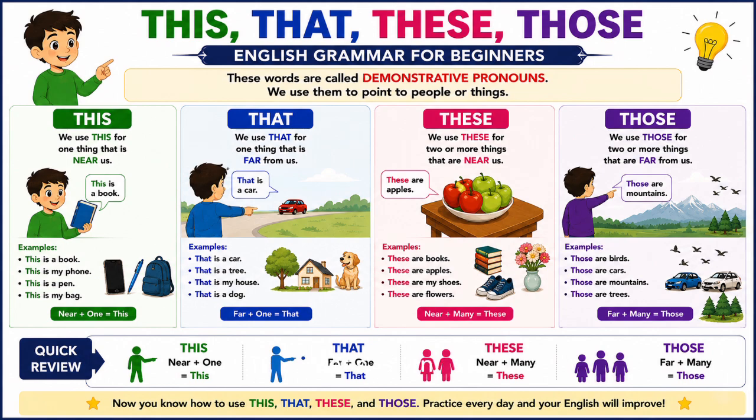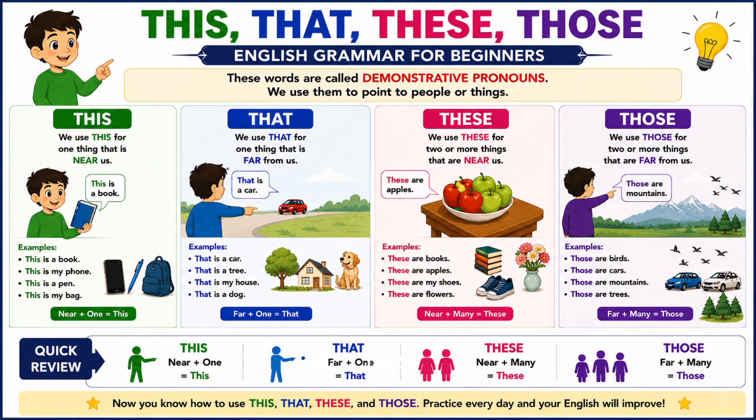Let's begin. 1. This. We use this for one thing that is near us. Look at this book. This is a book. Look at this pen. This is a pen. Look at this phone. This is my phone. Remember, one thing plus near equals this.